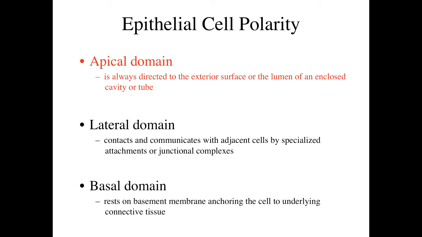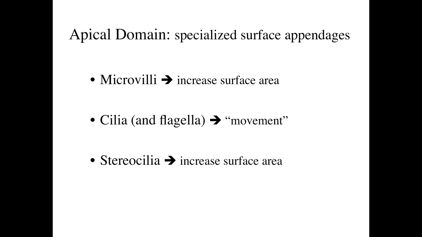We're going to talk about the apical domain in epithelium first. The apical domain will have specialized appendages on the surface. So, for example, microvilli on the surface will increase membrane surface area. There may be cilia on the surface that will play a role for movement. There may be stereocilia, which would increase membrane surface area.